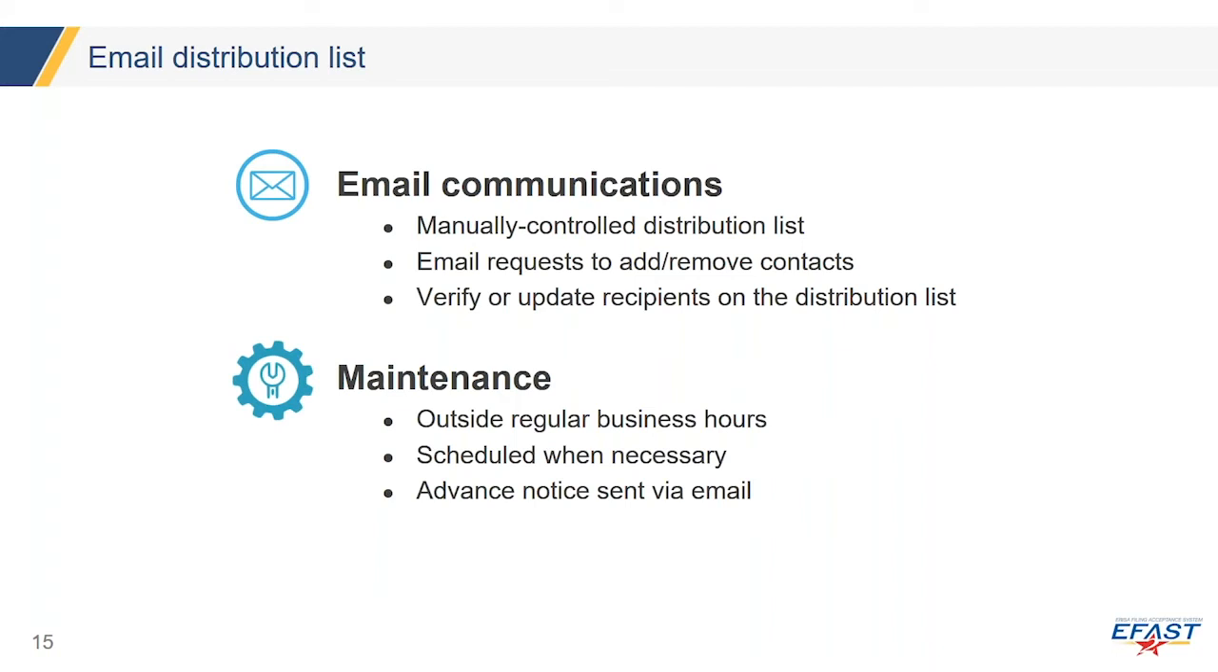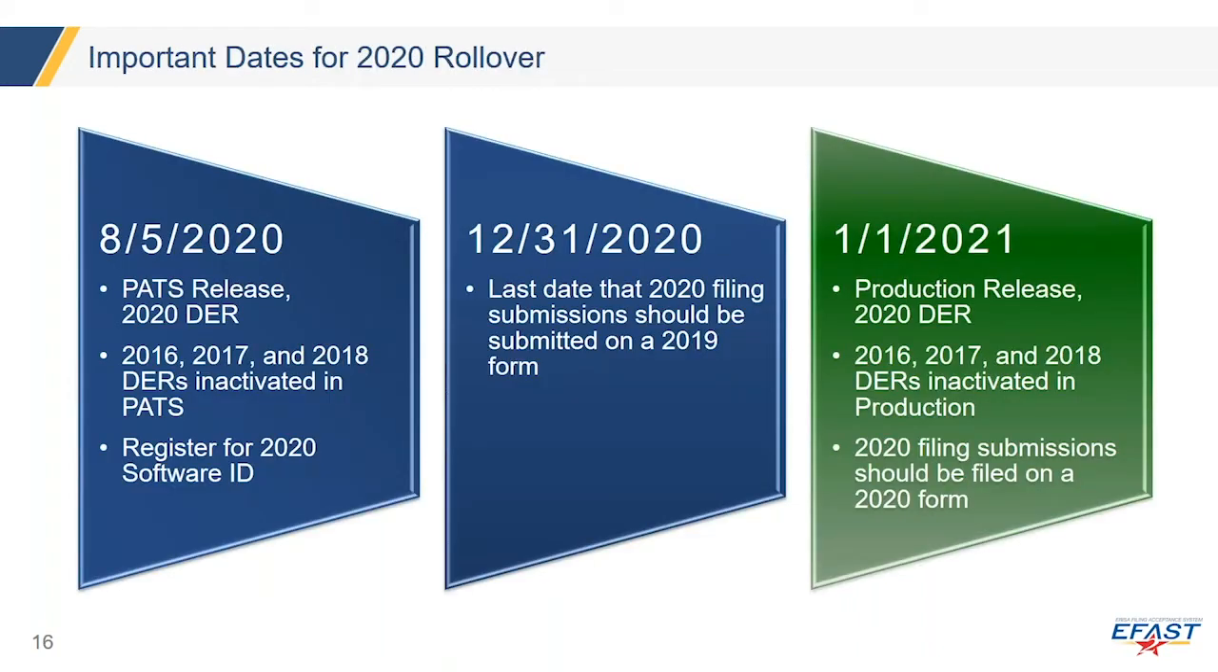So finally, EFAST2 maintains an email distribution list to send notifications to third-party software developers and service providers. Please email us to request adding or removing contacts or to verify the recipients from your company. This EFAST2 list is used to let you know of maintenance that we schedule for outside of business hours, and we also schedule that to avoid peak filing dates. We send out the notifications as much in advance as possible.